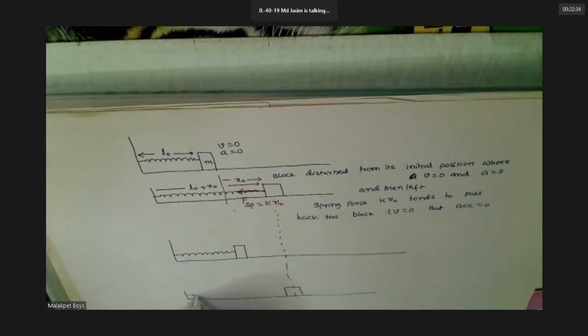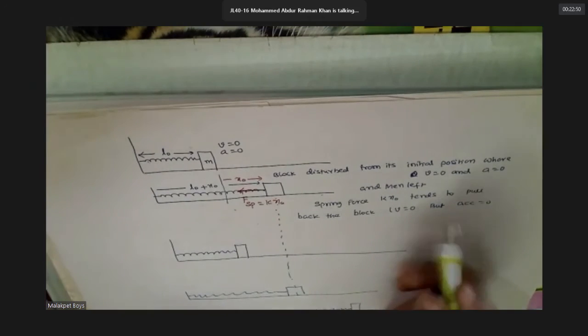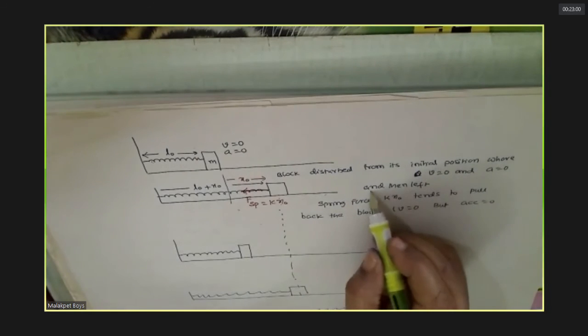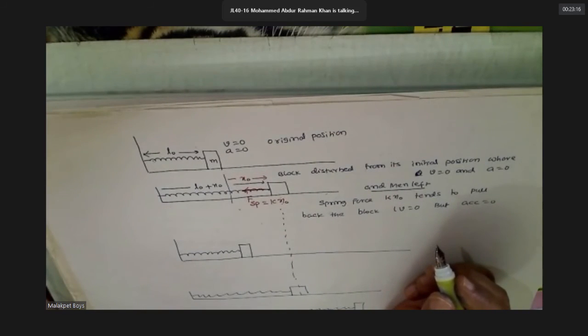Sir, one doubt. In this coordinate, the spring force tends to pull back the block. Velocity is equal to zero, but acceleration is not equal to zero. How is it zero, sir? You wrote acceleration is zero. You are just pulling it and leaving it. The block is disturbed from the initial position and then left. It will be momentarily at rest; that is only momentary velocity zero. At that instant acceleration will not be zero. That's why acceleration is not zero.